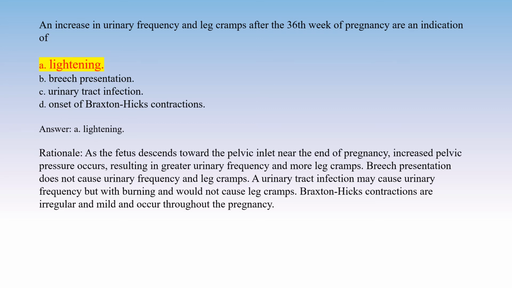Answer. A. Lightening. Rationale. As the fetus descends toward the pelvic inlet near the end of pregnancy, increased pelvic pressure occurs, resulting in greater urinary frequency and more leg cramps. Breech presentation does not cause urinary frequency and leg cramps. A urinary tract infection may cause urinary frequency but with burning and would not cause leg cramps. Braxton Hicks contractions are irregular and mild and occur throughout the pregnancy.